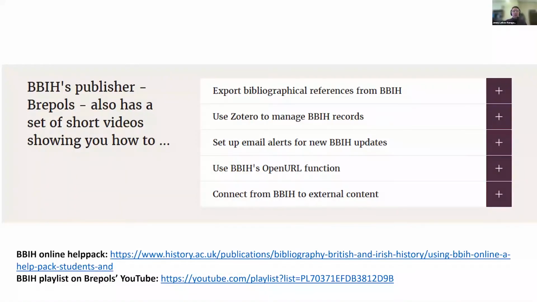So you can also use the bibliography to keep up to date with the latest research in your field by setting up an email alert, which will email you when the bibliography is updated 3 times a year with new materials on your particular search. But you can also use it to manage your reference lists and bibliographies, and you can export references that you found in BBIH using reference management software such as Zotero, RefWorks or EndNote.